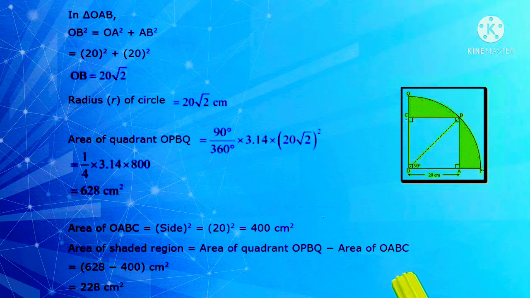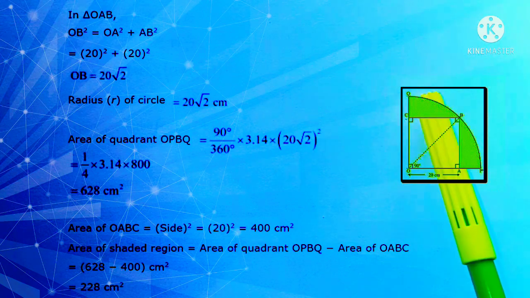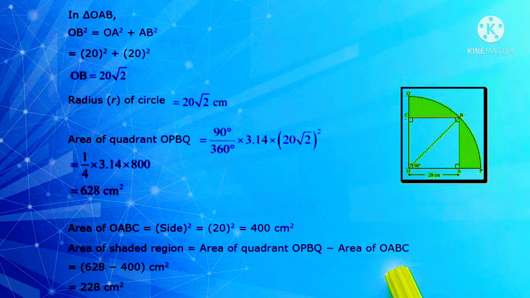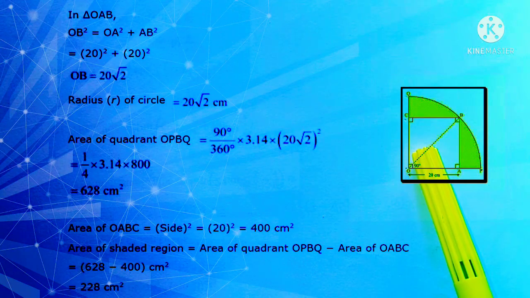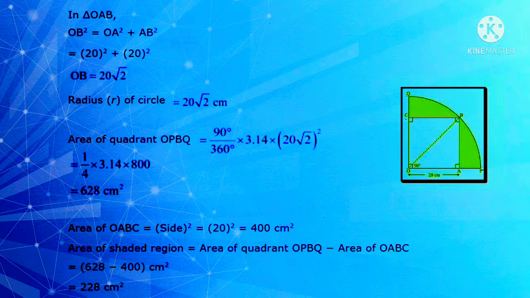So here finally we have to find out the shaded region. That means these two portions we have to find out. And how can we find out these two? The area of the quadrant minus area of the square. So as you see here, area of the quadrant minus area of square. So that means 628 minus 400. Ultimately here we get 228 centimeter square.